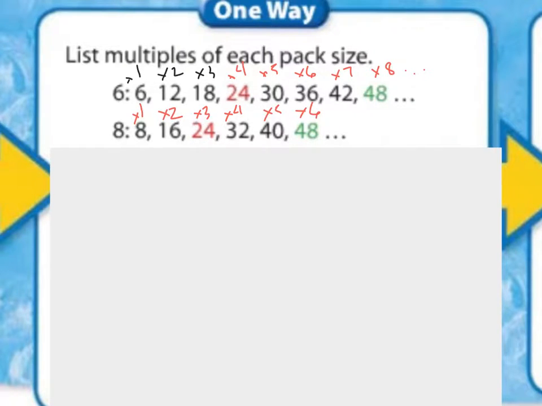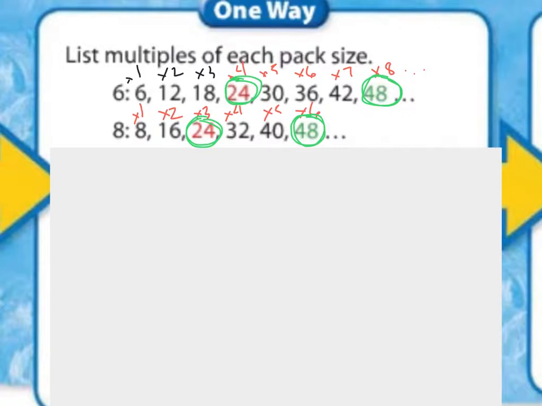And I see that they have 24 in red, and they have 48 in green. I'm asking myself, why do they have those colored? Well, they have the same number in each list, which means that both of them can multiply to 24, and both of them can multiply to 48. 48 is a multiple of both 6 and 8. Multiple, that's what we're trying to find. So we're trying to find the least common multiple.